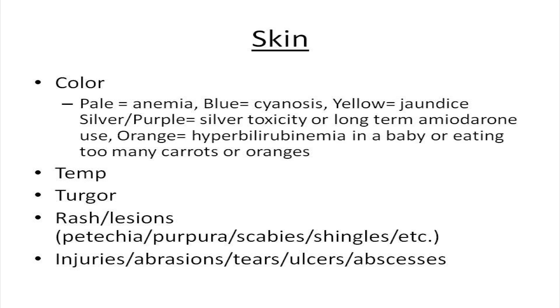The skin exam. The color of the skin is something we should really be keying on. If they're pale, we should think anemia. If they're blue, we should think hypoxia. If they're yellow, we should be thinking jaundice. If they're silver or purple, which, yes, that happens, it could be from silver toxicity or long-term amiodarone use, believe it or not, turns your skin a silvery purplish. If they're orange, we should be thinking hyperbilirubinemia if it's a baby, which is sort of like baby jaundice.